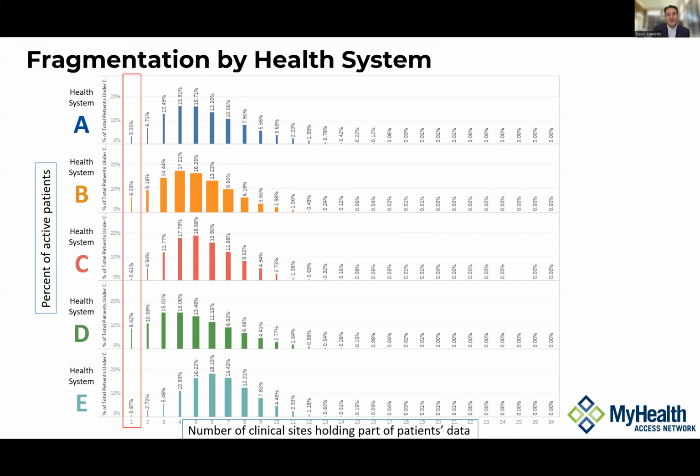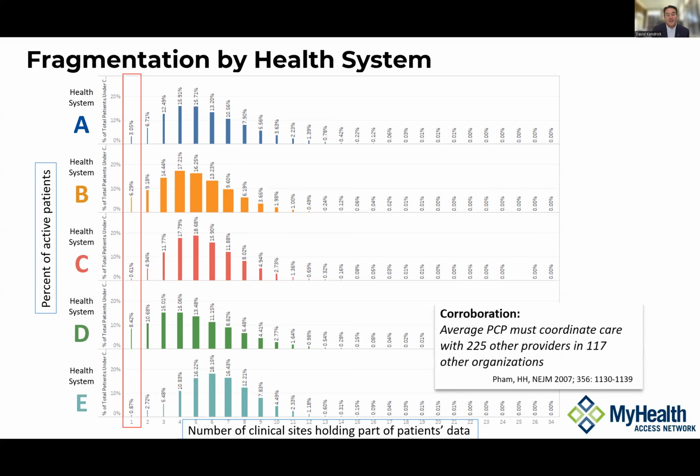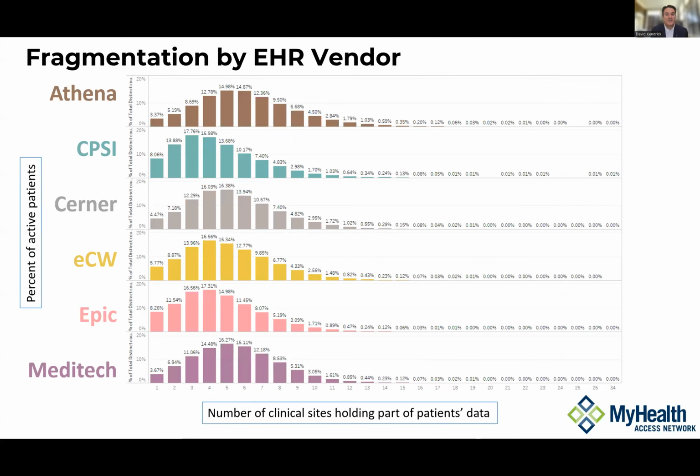And so this is a role that the health data utility fills. And this is corroborated by the medical literature. Mayfam showed in an NEJM article in 2007 that the average primary care provider is tasked with coordinating care with 225 other providers in 117 other organizations. So extrapolate that now to the need to do good science, to meet the mission of Sentinel. It makes it a very difficult task to have all the data in one place in order to sufficiently answer these research questions.